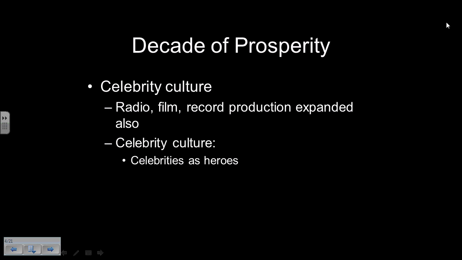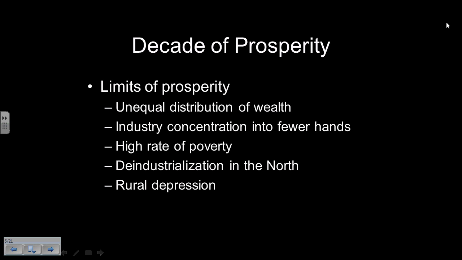Even if you don't have an individual, they portray the image that if you own this, you'll be better than people who don't have it. That's the message you're getting. We're still living it today. But all of this doesn't mean that everybody was benefiting in the exact same way. Of course not. There were specific limits to all of this prosperity.